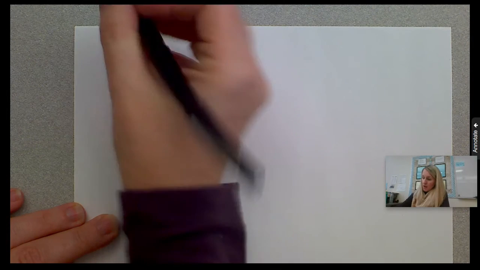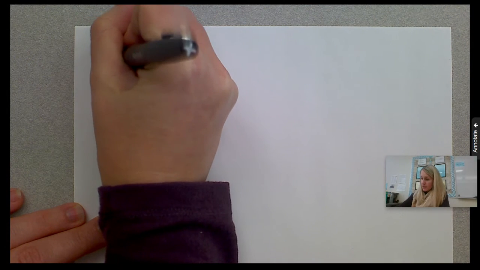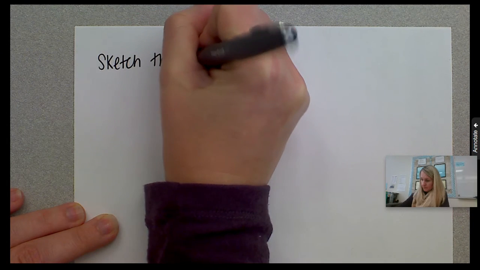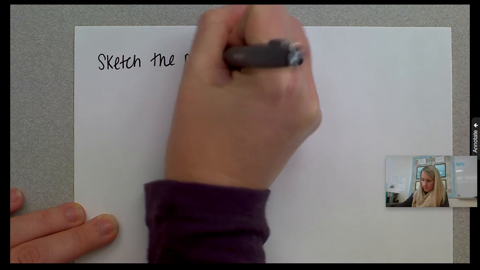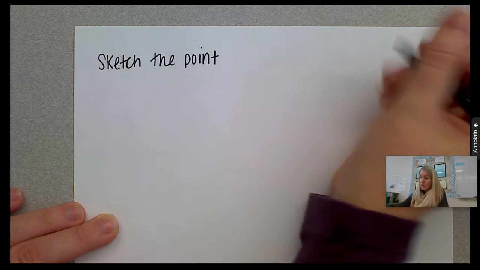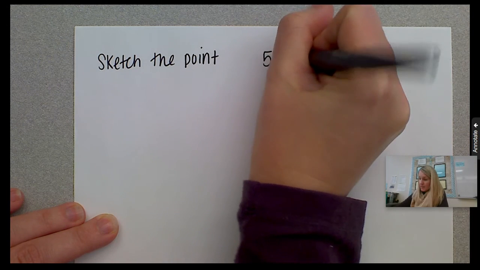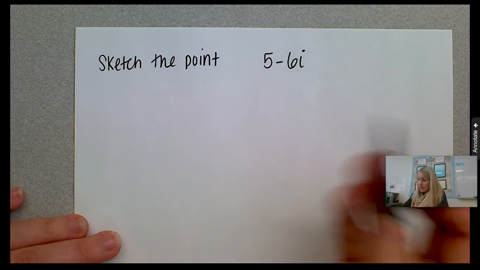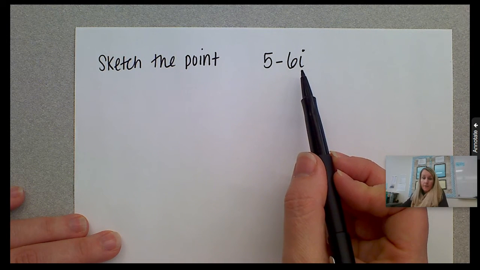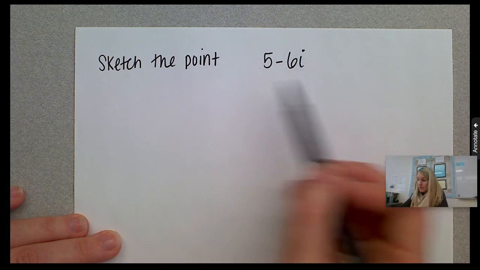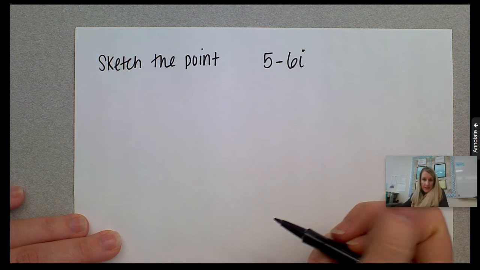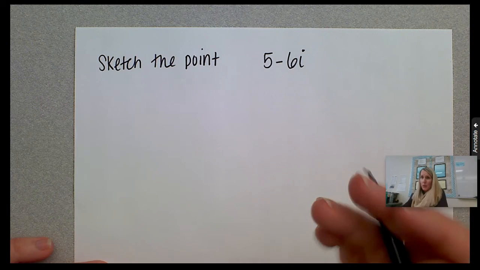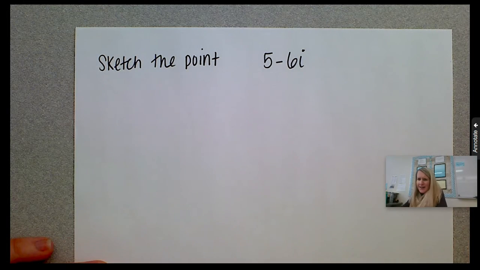The first is how to sketch a point. For us, we want to sketch the point 5 minus 6i. So that's a complex number, right? There's a real part and there's an imaginary part. They can't be combined together because they're from two different number systems. So we just keep it like that. If I ever ask you to sketch that, you're probably saying, what the heck do I do?